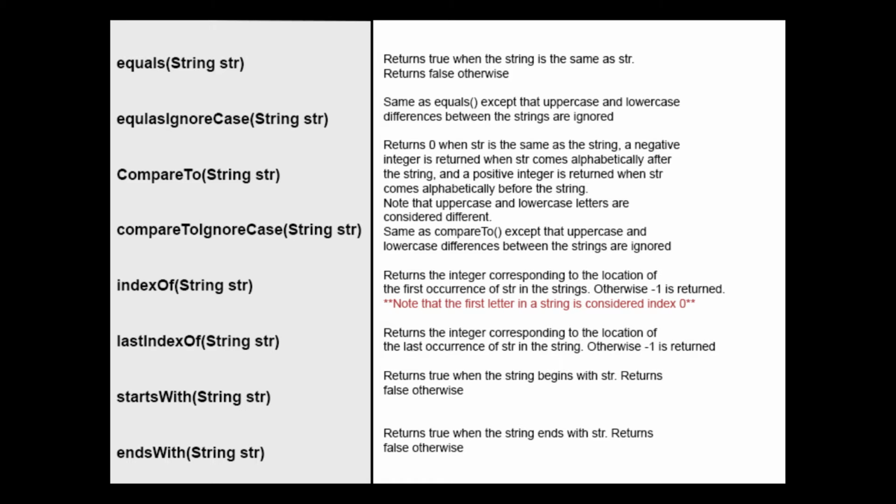Next, we have index of string str. Returns the integer corresponding to the location of the first occurrence of the string str in the string. Otherwise, -1 is returned. Note that the first letter in the string is considered index 0. Last index of returns the integer corresponding to the location of the last occurrence of str in the string. Otherwise, -1 is returned. So it's the same thing as index of, but it works in reverse.